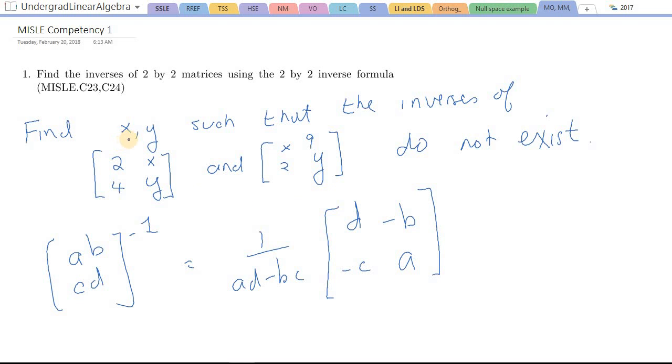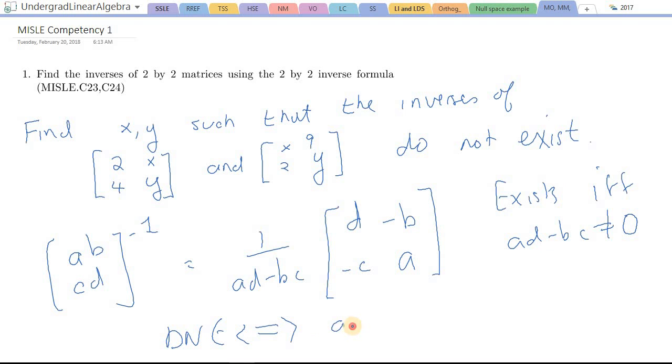All right, now, here we want to find x and y such that the inverses of 2, x, 4, y and x, 9, 2, y do not exist. Now notice that this matrix exists if and only if AD minus BC is not equal to 0. So it doesn't exist if and only if AD minus BC is equal to 0. That's going to give me the condition that these two inverses do not exist.